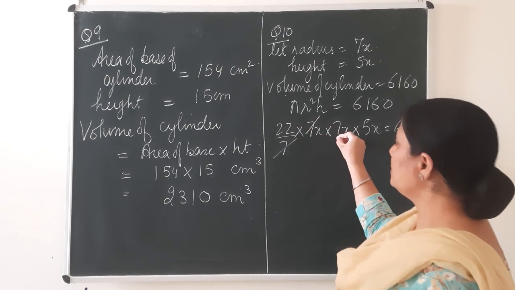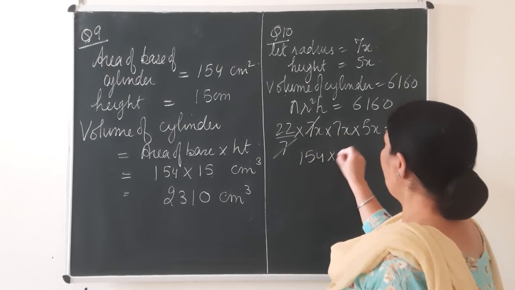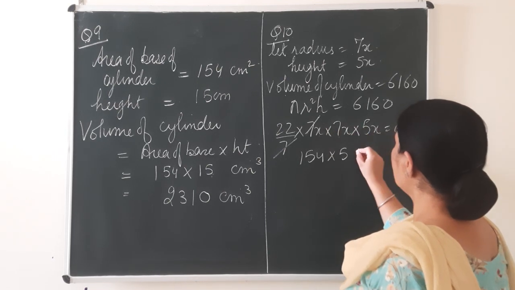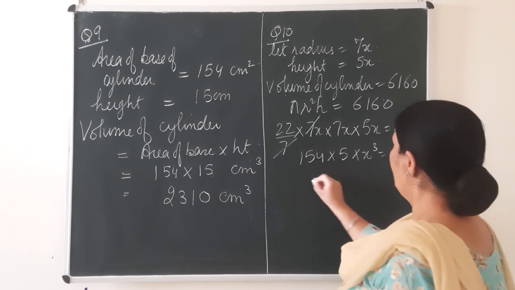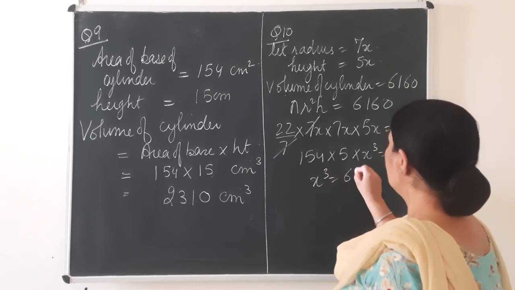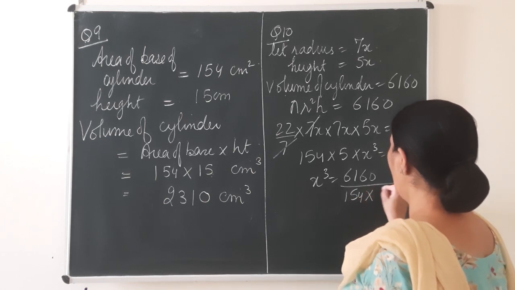22 into 7 is equal to 154. 154 into 5, x 3 times will become x cube, is equal to 6160. So how will you find x cube? 6160 divided by 154 into 5.